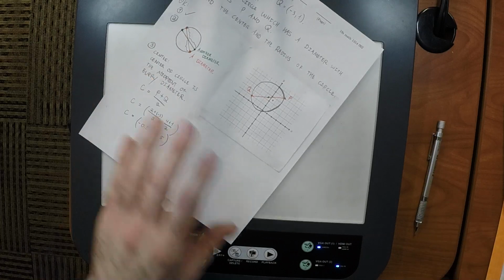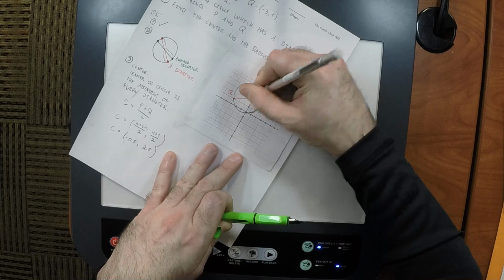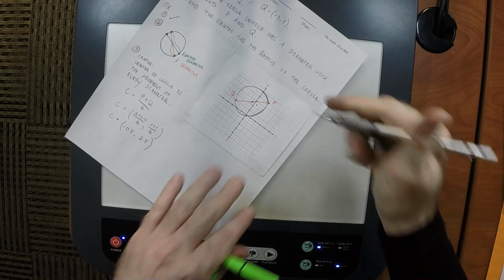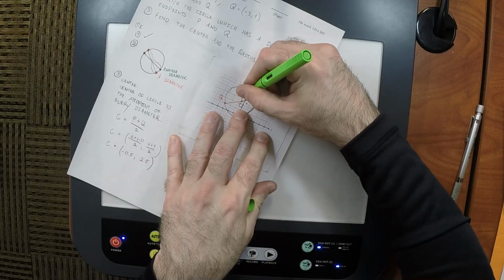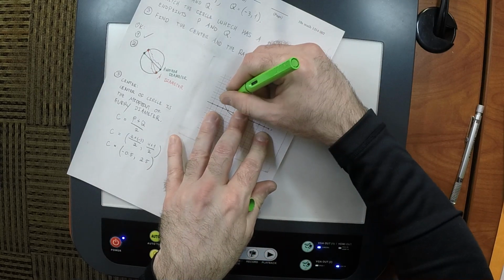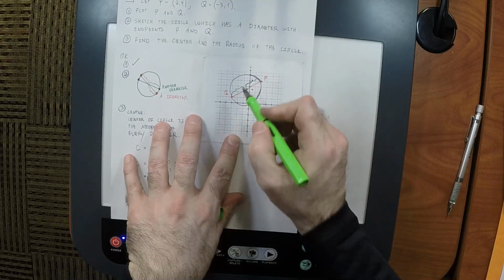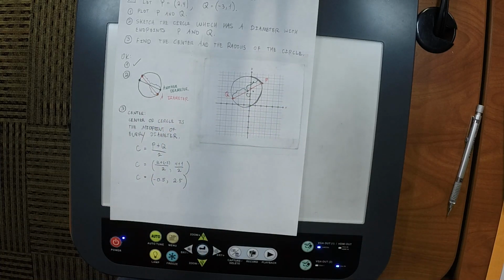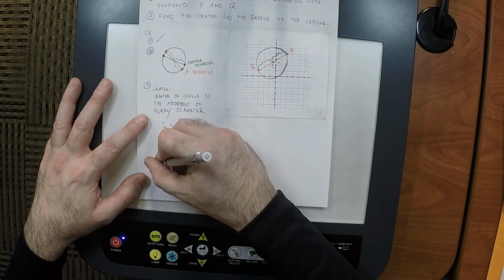So here's what I mean to say. This is point C. So there is a radius that goes from C to P, and there is another radius that goes from C to Q, and there's another radius that goes from C to whatever that point is. But we don't want the segment, rather we want the distance, right? We want the length.